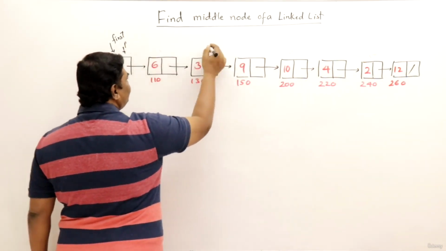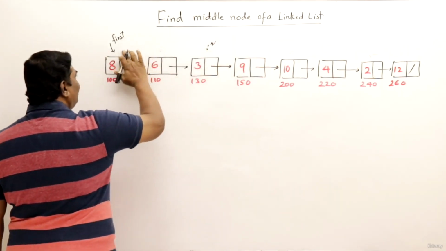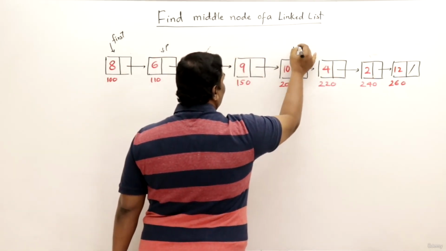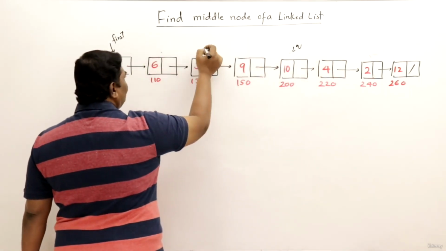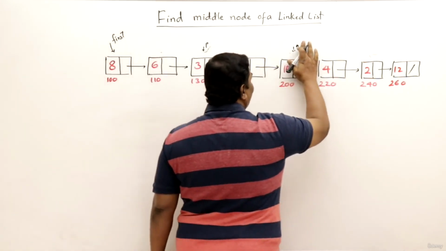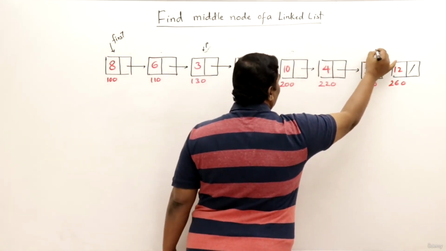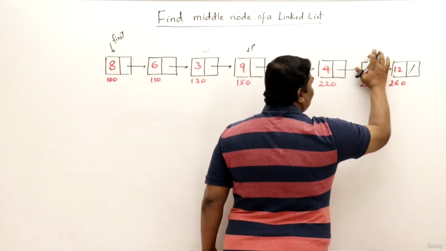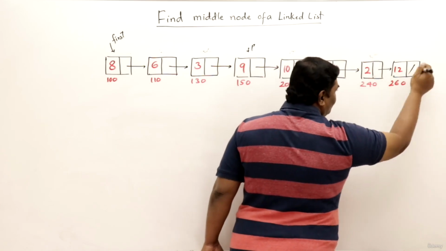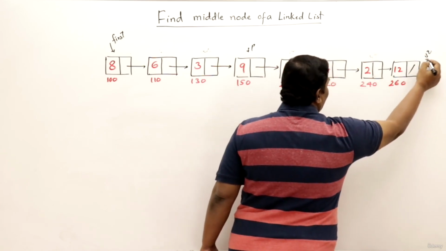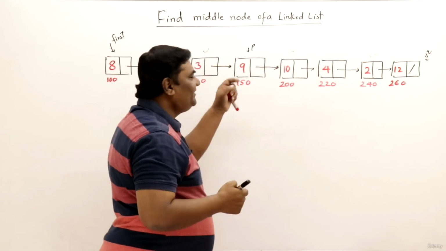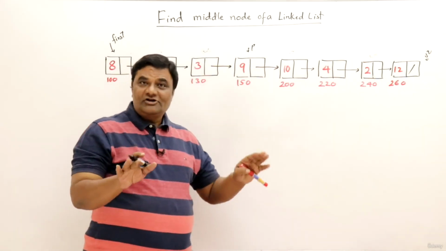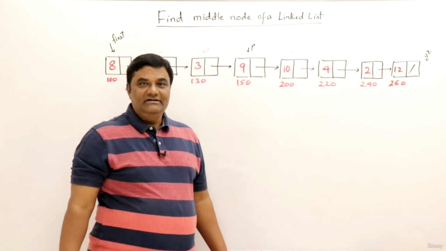Move Q by 2 nodes. Okay, Q is here. Then move P by 1 node. Move Q by 2 nodes: 1, 2. Then move P by 1 node. Move Q by 2 nodes: 1, 2. Move P by 1 node, right? Then move Q by 2 nodes: 1, 2. So Q becomes null. As Q has become null, we are not moving P. I already told you, don't move P. So Q became null, then stop. P is on the middle of the linked list.